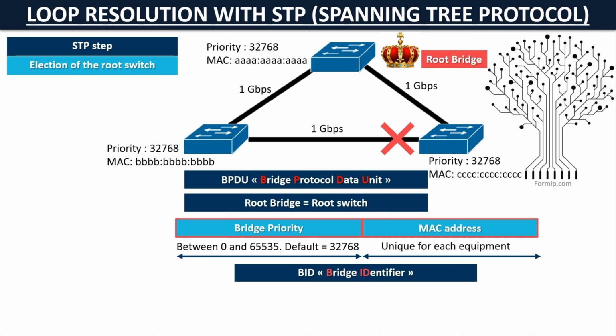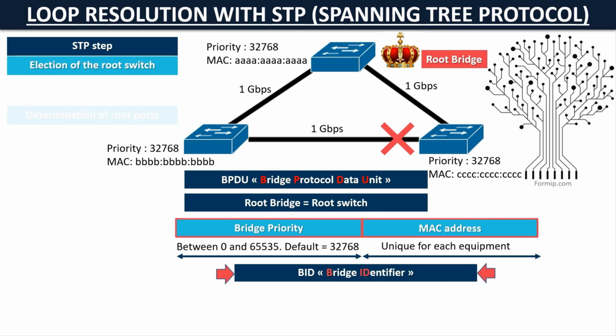The switch with the lowest priority becomes the root bridge, and if there is a tie, the lower MAC address wins. As a general rule, the network administrator ensures that the root switch is as close as possible to the network core by modifying the value of the bridge ID.